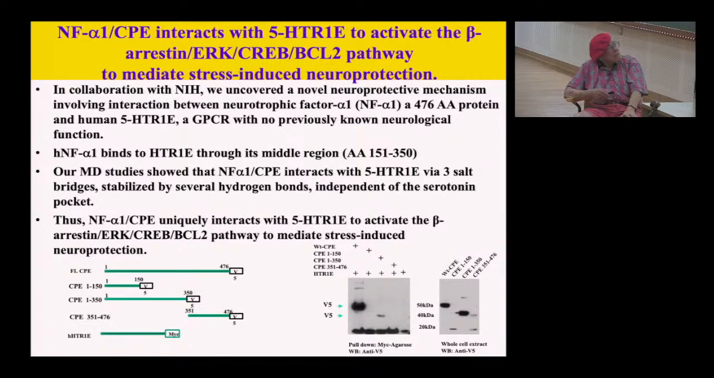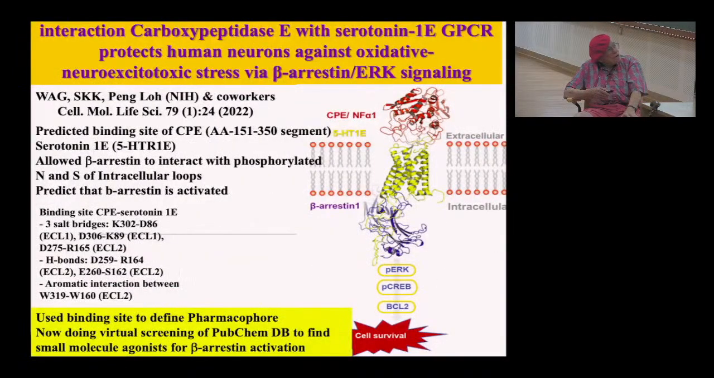So in this case, let's see what I have. Here's a paper. It was published this year. We already found the binding site. I'll talk about it in a moment. There's the binding site where the protein binds to this serotonin receptor. It's all in these extracellular loops here. What we want to do is take that binding site, get a pharmacophore, do virtual screening, and find new small molecules that could be good for beta-arrestin activation. This is being worked on by a senior at Caltech.